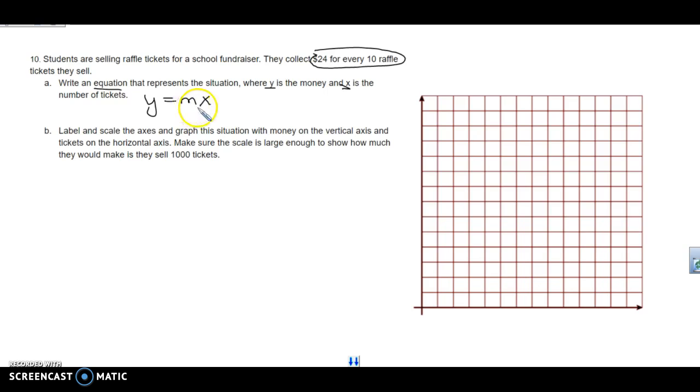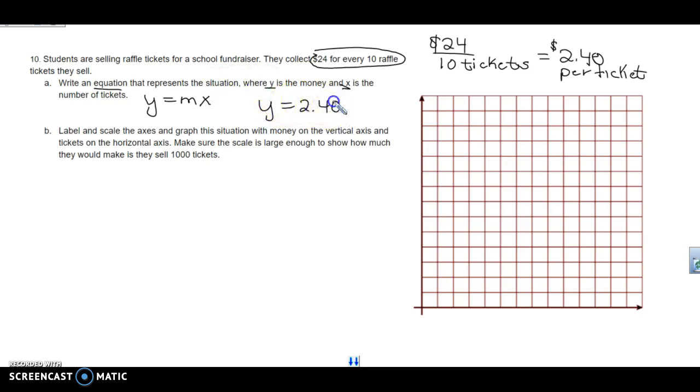To be able to write the equation, we need to first find the slope. So we need to use the information that we know about $24 for 10 tickets and figure out how much it is for one ticket. So if you do 24 divided by 10, that gives you the decimal 2.4, or $2.40. So it's $2.40 per ticket. So over here, our equation is going to be y equals 2.40x. And so that is your equation.